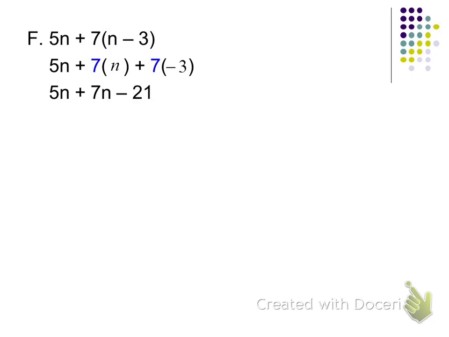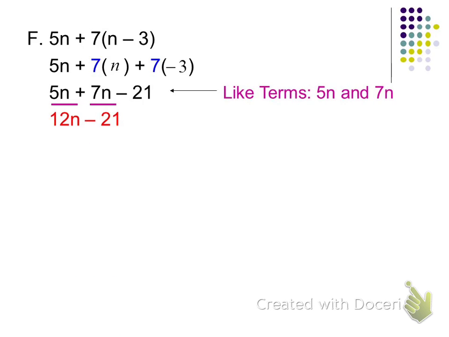All right, when you clean things up, pay close attention to your signs right here. You'll have plus negative 21, which I'm just writing as a minus 21. And then 5n plus 7n is 12n. Those are like terms.